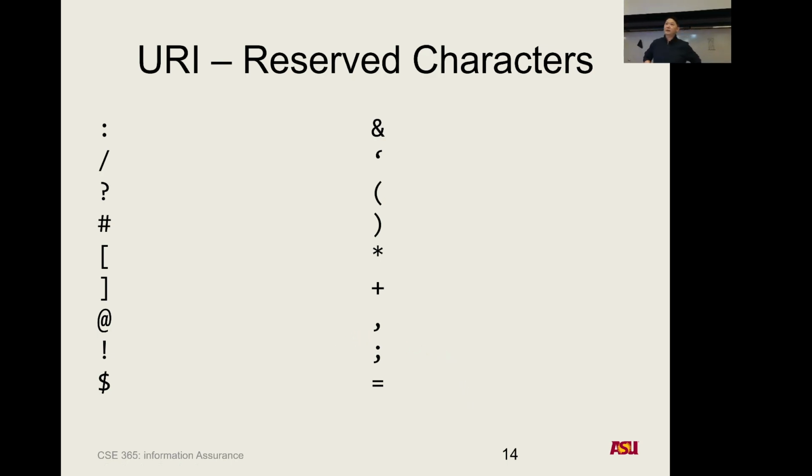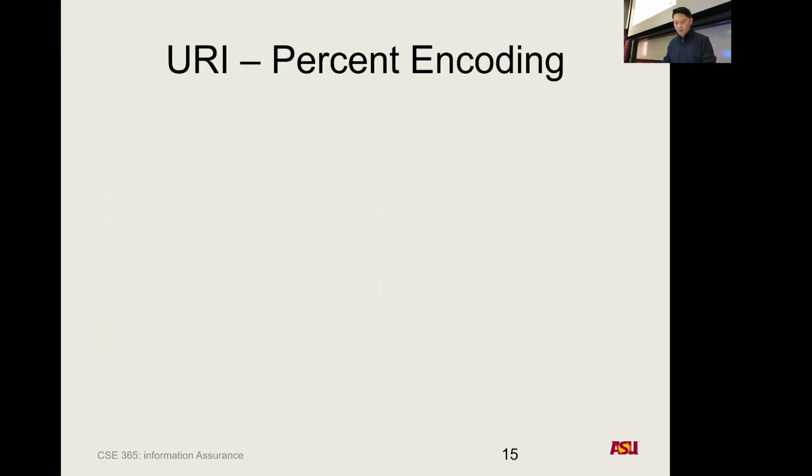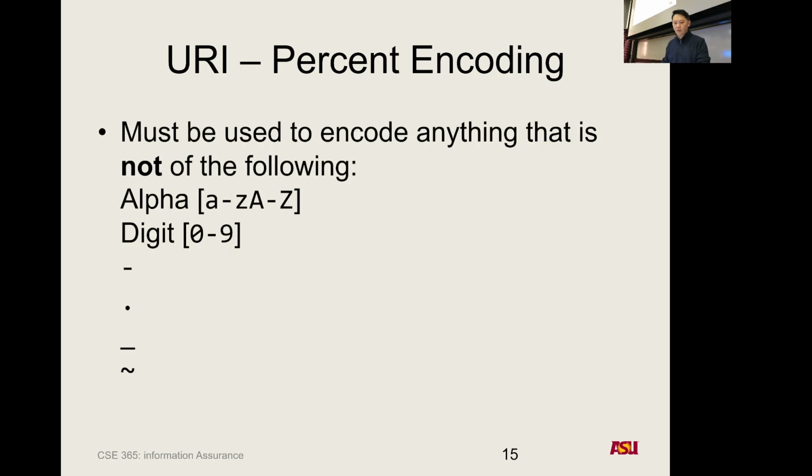In a URI, there are some reserved characters like this: star, colon, slash, question mark, hashtag. Most of them I described, right? So other than these reserved characters, in the syntax rules we have to use percent encoding, or URL encoding.